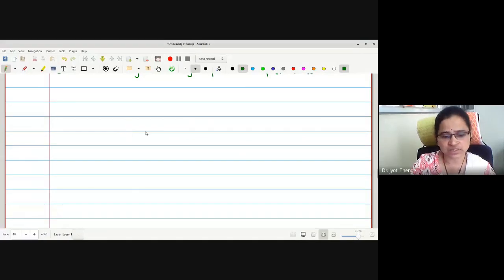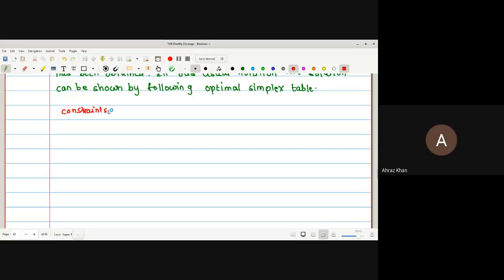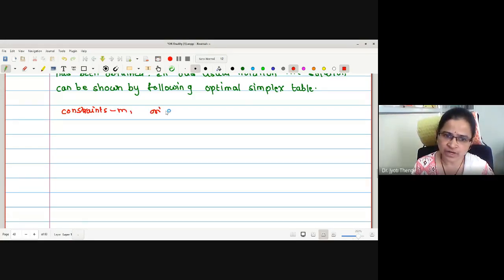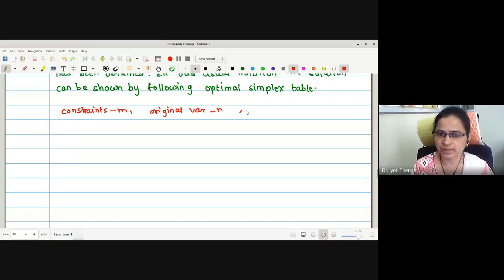For this, what is the criterion for the number of variables and number of constraints? How many constraints do we have in the standard form? Number of constraints? M. Original variables? N. Added variables?